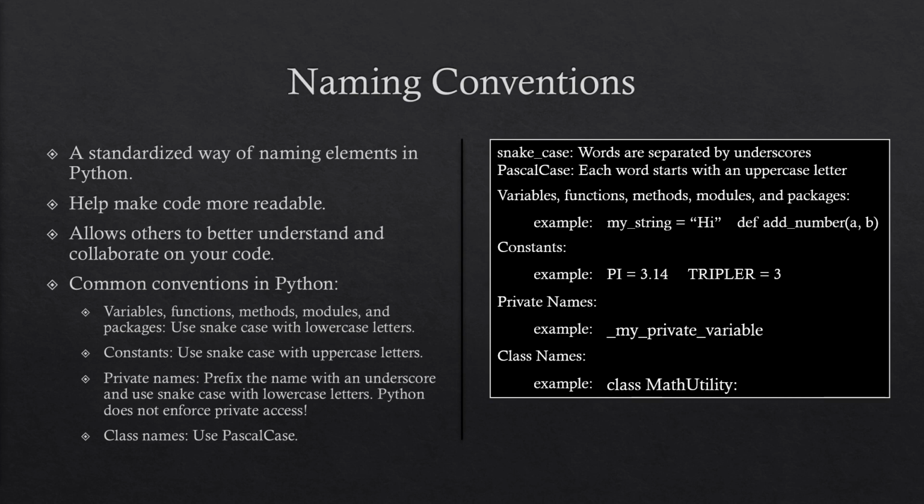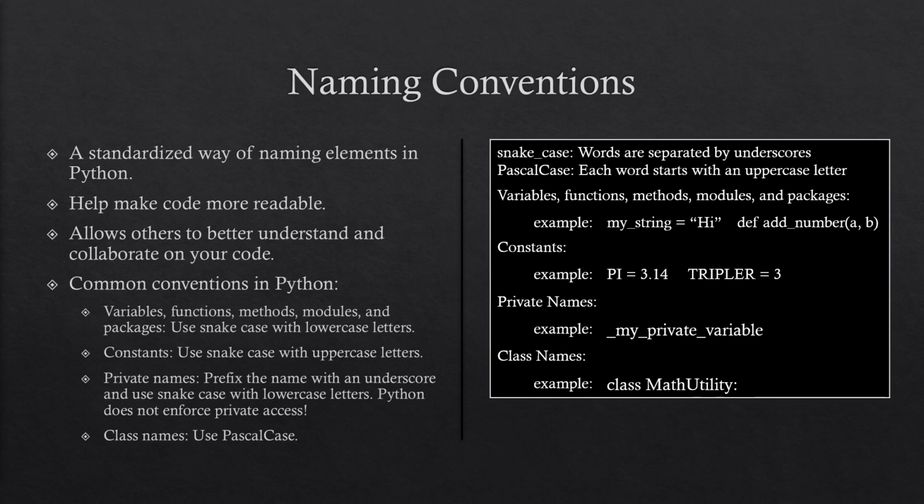And on the right side here, you'll see that I have some examples. I have snake case written in snake case with all lowercase letters and an underscore separating the two words. I have Pascal case written in Pascal case where the first letter of each word is uppercased. And then I have some examples for variables, functions, methods, modules, and packages where I have my underscore string. And for the function, I have add underscore number.